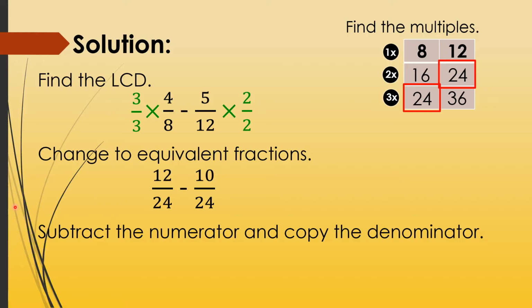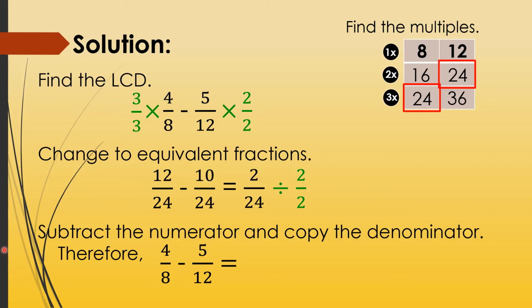Let us now subtract the numerator and copy the denominator. So, 12 minus 10 is equal to 2. And then copy the denominator, which is 24. Pero, ang 2 at 24 ay kaya pang i-divide sa parehong number. So, let us divide 2 and 24 by 2. 2 divided by 2 is 1. And 24 divided by 2 is 12. Therefore, 4 over 8 minus 5 over 12 is equal to 1 over 12.